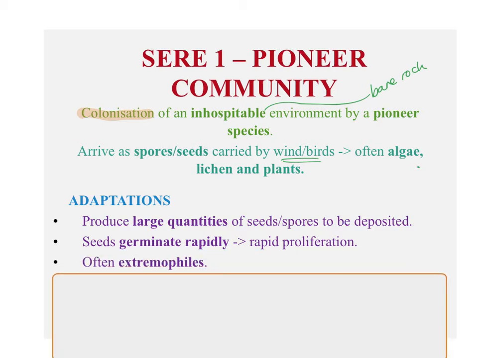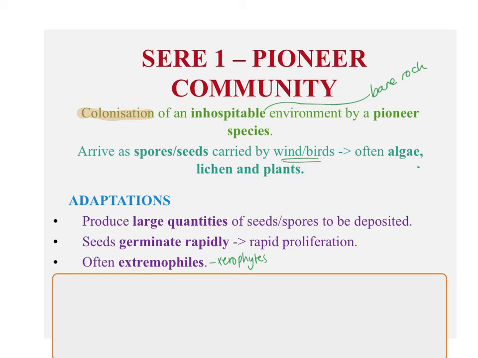And these plants obviously have to be extremophiles. The areas that they're living in are going to lack nutrients. They're not going to have a viable water supply. So they've got to be able to survive in those conditions. And for that reason, they might actually be xerophytes in some cases.